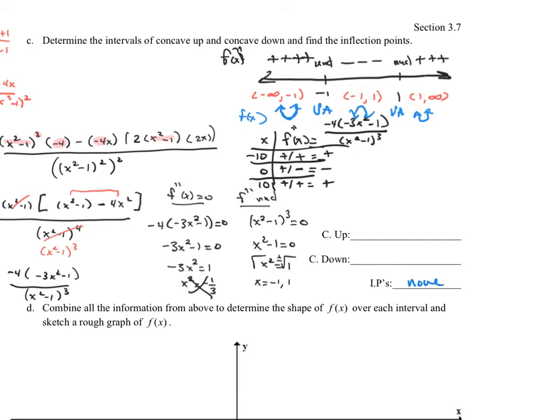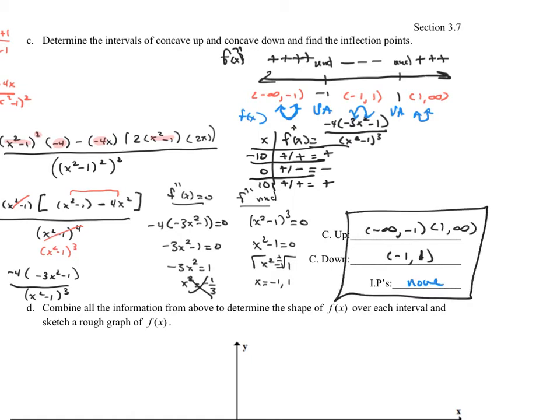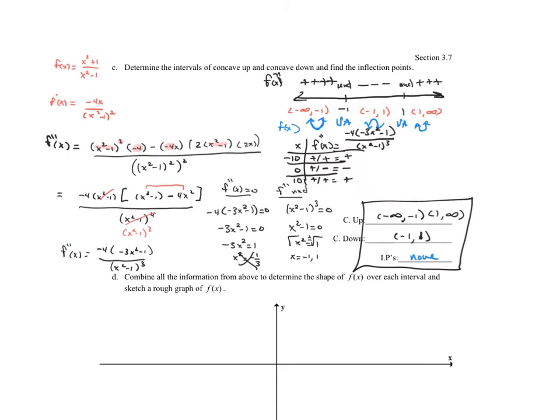Okay, so what were my intervals of concave up? Where the second derivative was positive was negative infinity to negative 1. We also had the interval 1 to infinity. Where was it concave down? Was on that middle interval, negative 1 to 1. Okay, so that gives us all our information from our second derivative with the concavity.